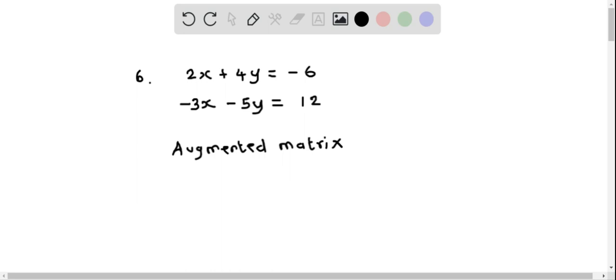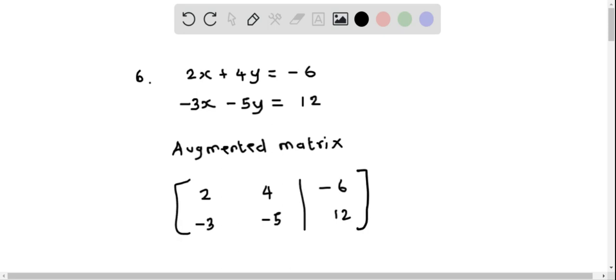So from the first equation, I write down the coefficients of x and y like this, that is 2, 4, and then the constant is -6. And down below this, I write down the second equation, that is -3, -5, and +12. I also put a vertical line and then enclose this in matrix format.